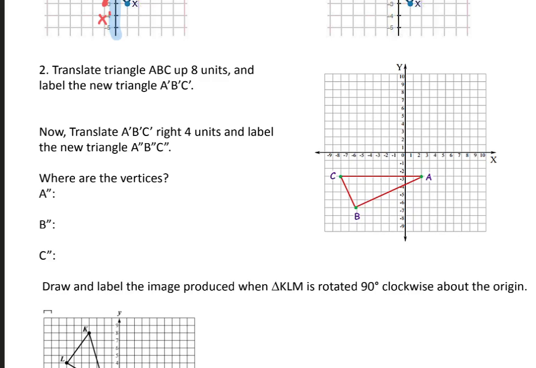All right, so number 2 says we're going to take triangle ABC, we're going to translate it up 8, and we're going to label it A prime, B prime, C prime. So I'm going to take each point, I'm going to count 8 units. 1, 2, 3, 4, 5, 6, 7, 8. So that's going to be C prime. 1, 2, 3, 4, 5, 6, 7, 8. There's A prime. 1, 2, 3, 4, 5, 6, 7, 8. There's B prime.